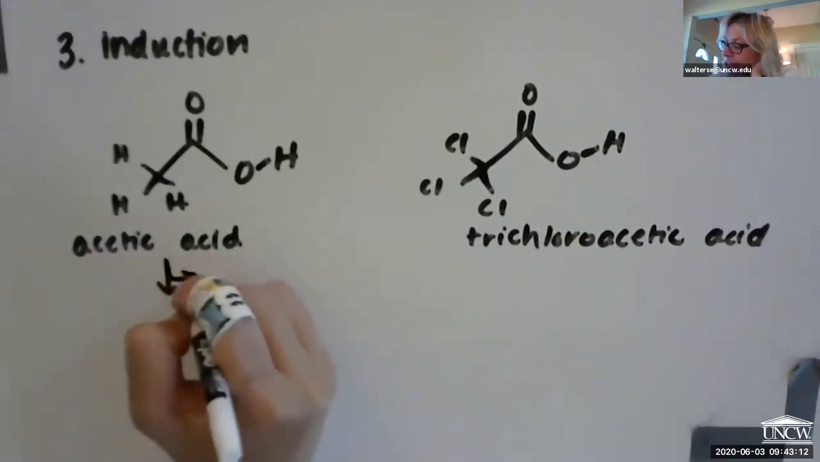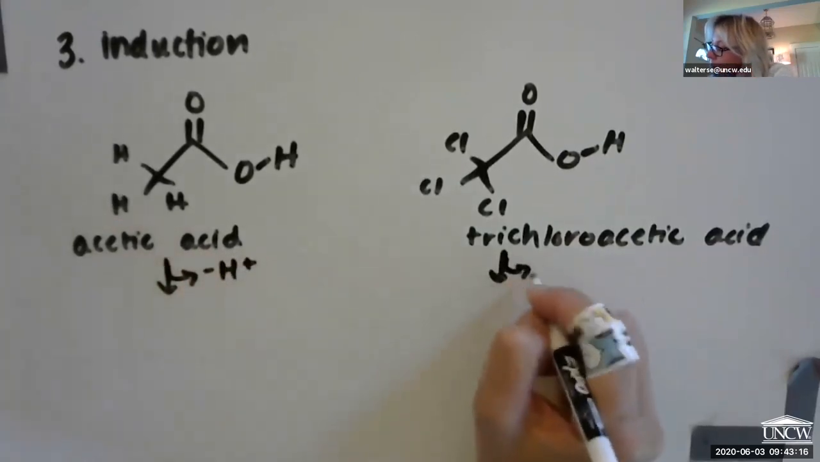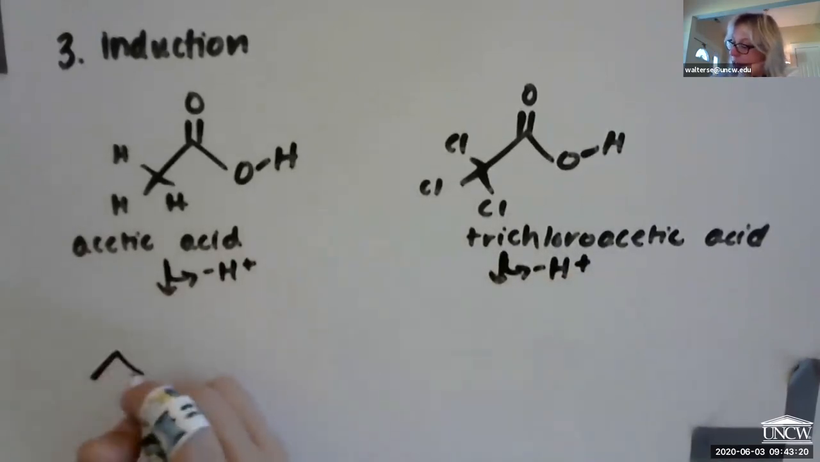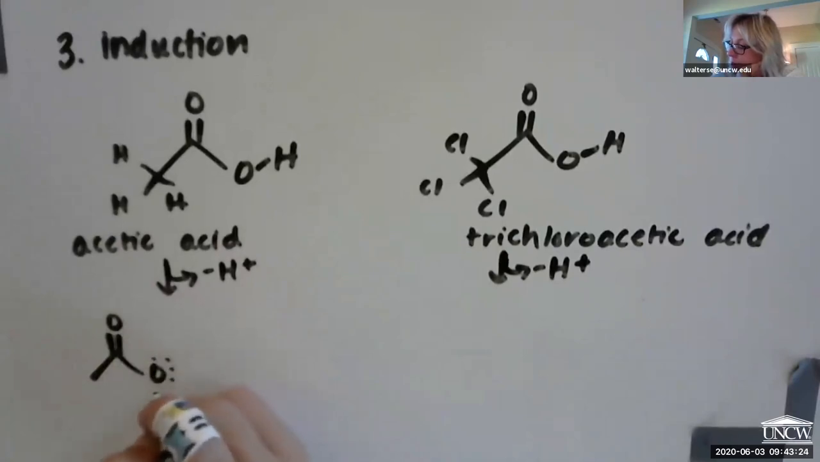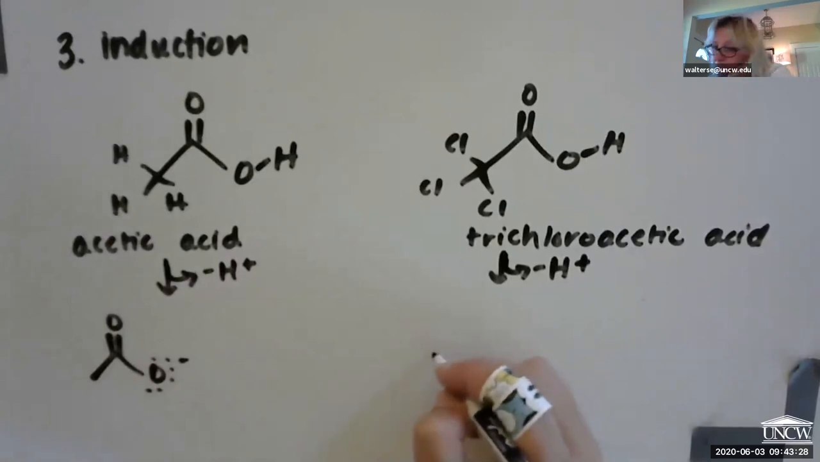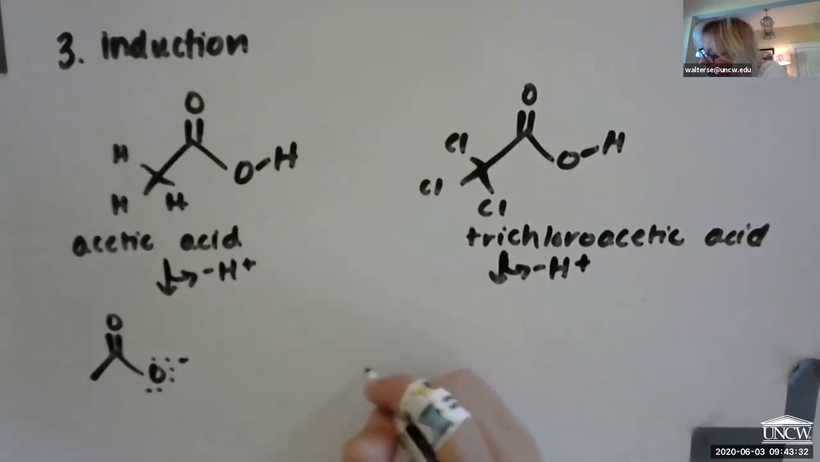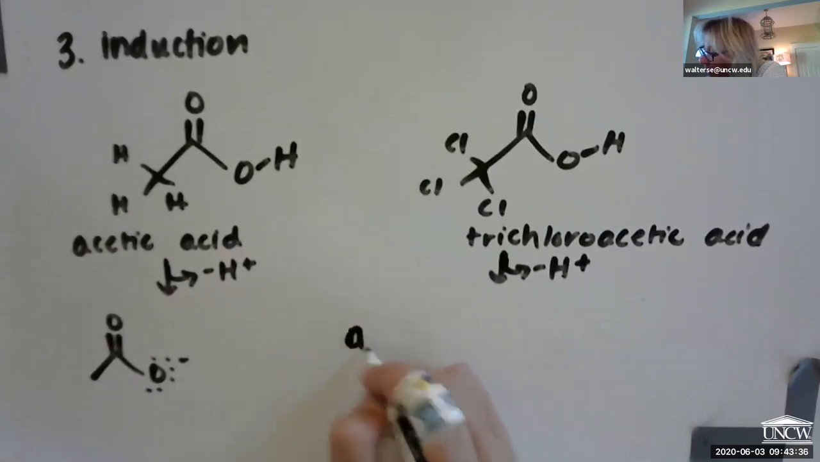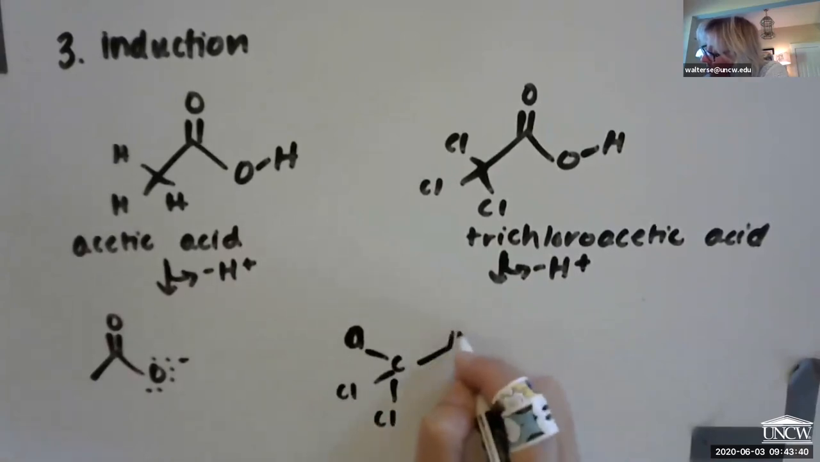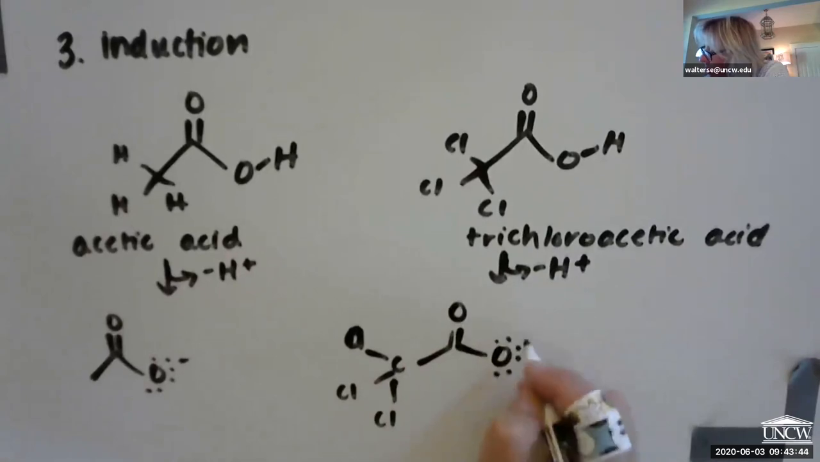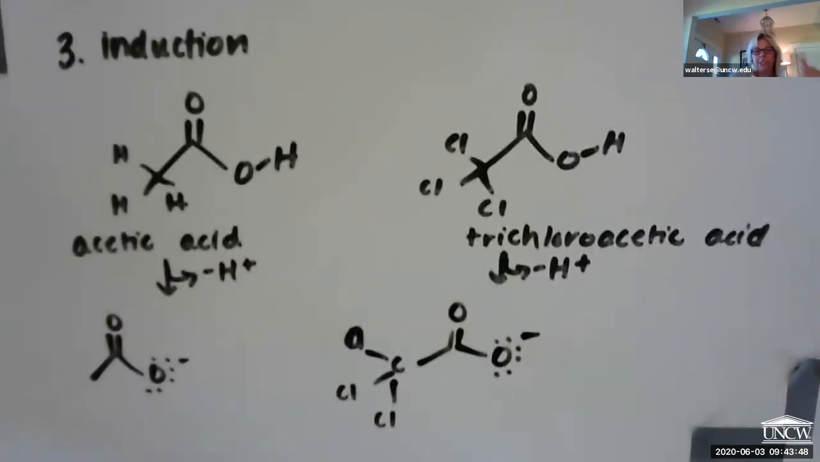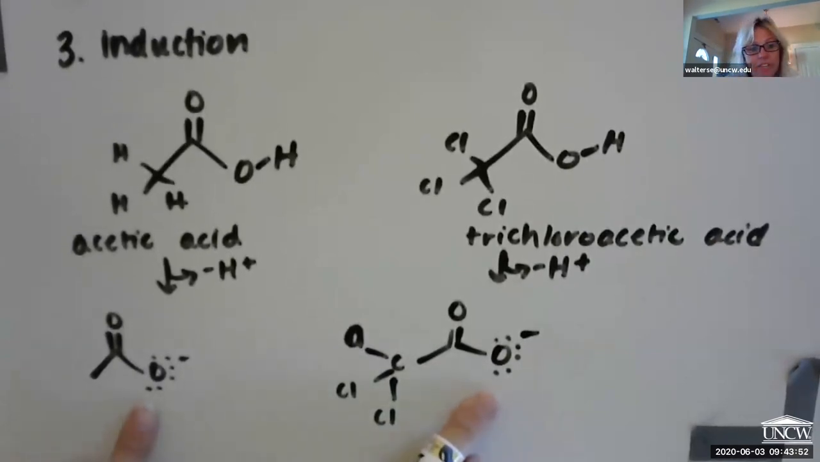All right, so in both cases, you take the proton off. And you end up, so I'm going to draw this a little bit differently. I'll just do Cl, Cl, Cl. All right, so induction is the third thing. So we start with atom identity. Both of the deprotonated species have a negative charge on an oxygen atom. So since these are the same atom, the atom identity can't be used to tell you which of these is the stronger acid.